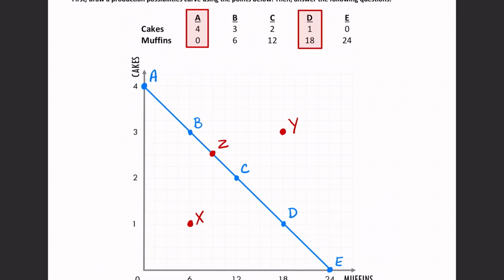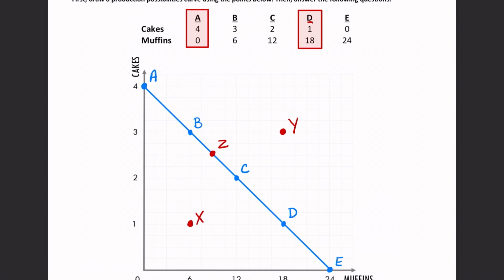So if you notice from D to A, at point D, we start with 1 cake, but we move our production and we start making 4 cakes. Now, in order to start producing 4 cakes, we're going to have to shift around some of our resources. Because if you notice, we used to be producing 18 muffins. Now, if we start making more cakes, we won't be able to make any muffins.